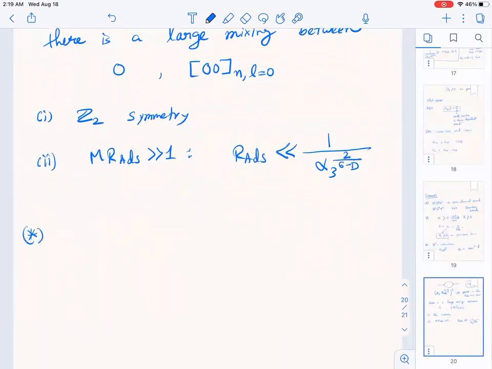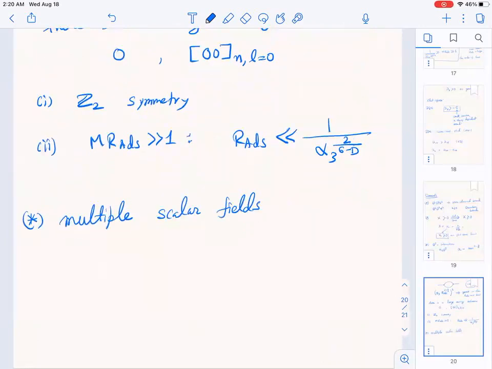Another point is that it's actually very easy to generalize the same analysis for multiple scalar fields. I'm not going to show you that, but it's a straightforward generalization. When you have multiple scalar fields, there are new types of bounds you can derive, which are completely different from the bounds that we studied. For example, there can be bounds on odd interactions when there are multiple fields, and there can be interference bounds, which are completely nonlinear and complicated, but these are new bounds.